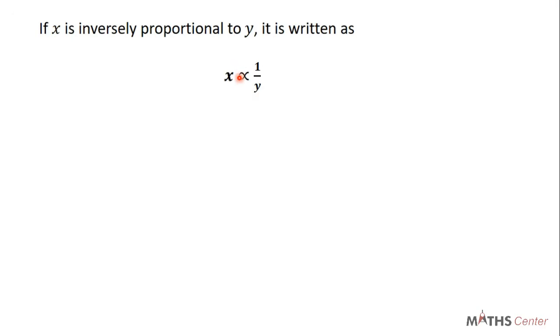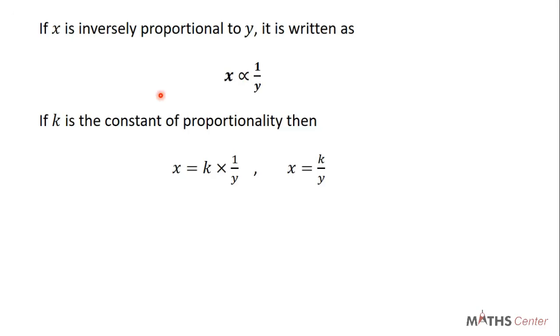we will have to change the proportionality sign to an equal to sign. And to help us do that, we have to introduce a constant of proportionality. So if k is the constant of proportionality, then x is equal to k times 1 divided by y. So we change the proportionality sign to an equal to sign. Then we multiply the expression we have on the right hand side by k. So we have x is equal to k times 1 divided by y, where k is the constant of proportionality. And if we simplify this, we will have x is equal to k divided by y.